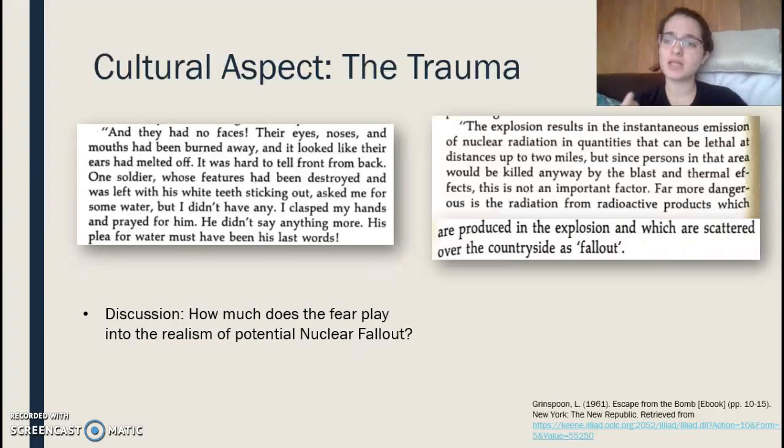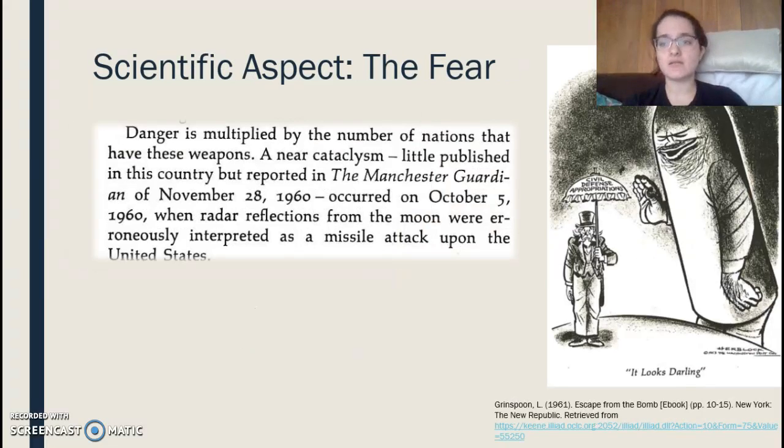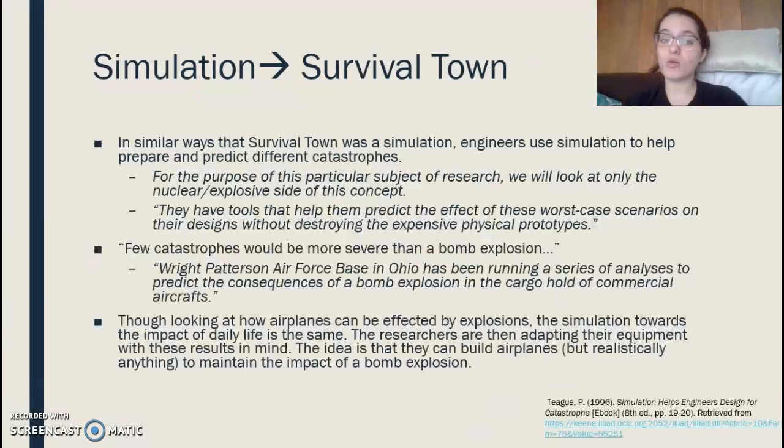So how does fear play into this realism? That's where you have the scientific aspect. Danger is multiplied by the number of nations that have these weapons. A near cataclysm, little published in this country, but reported in the Manchester Guardian of November 28, 1960, had actually occurred October 5th in 1960, when radar reflections from the moon were erroneously interpreted as a missile attack upon the United States. So you have this concern. Is this country going to fly a nuke at me, or should I retaliate now? And who's first? And that's where you have a lot of these incidents, and this is only one.